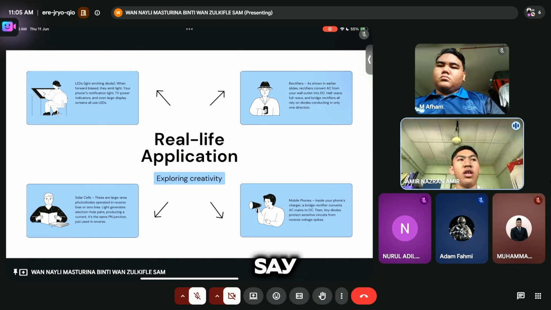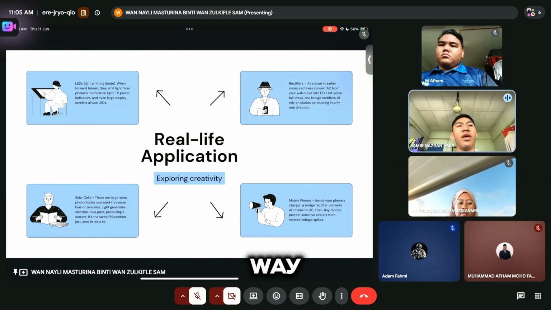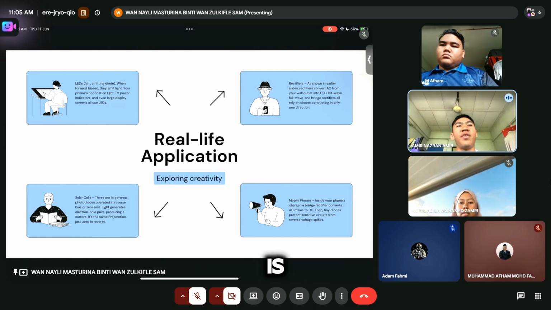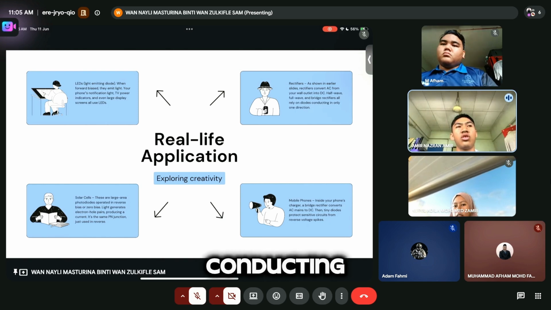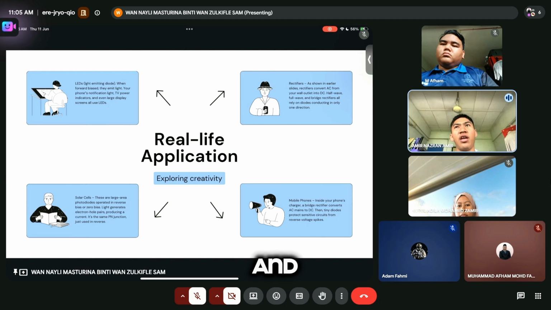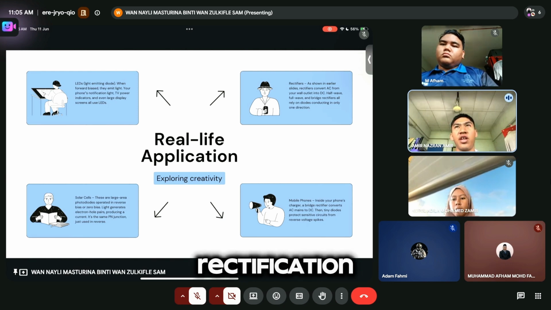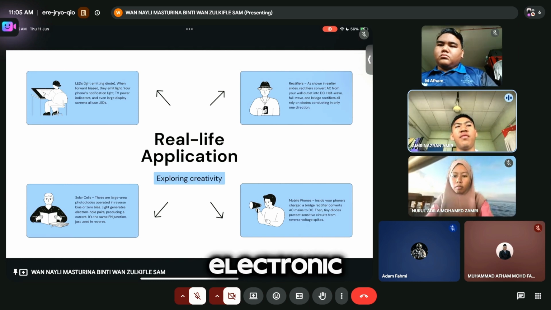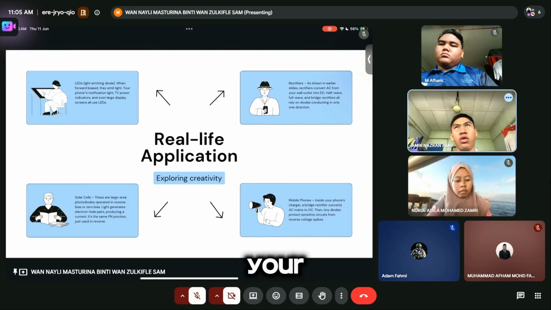To summarize, first, a diode is a one-way valve for current, formed by joining P-type and N-type semiconductors. Second, its behavior is defined by the exponential Shockley diode equation, conducting strongly in forward bias and blocking in reverse bias. And the last one, this enables critical applications such as rectification, lighting, power conversion, and protection in almost all electronic devices. Thank you for your attention.